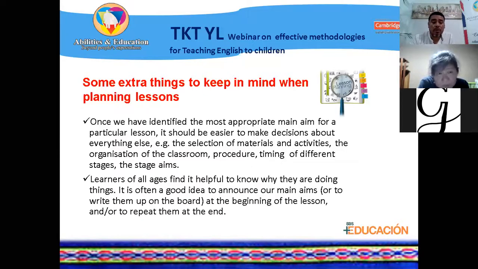The stage aims also. Learners of all ages find it helpful to know why they are doing things. And this includes children. They feel more confident, more secure when they are told what they are supposed to do. When you tell the learners what you expect from them, they feel confident, they feel secure. So it is often a good idea to announce your main aims or to write your aims up on the board.